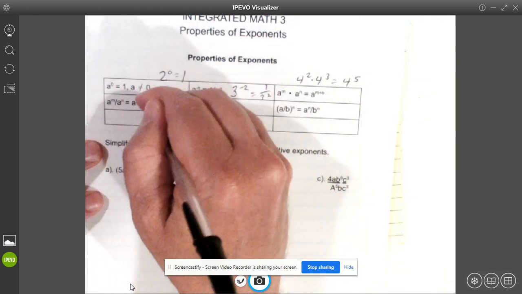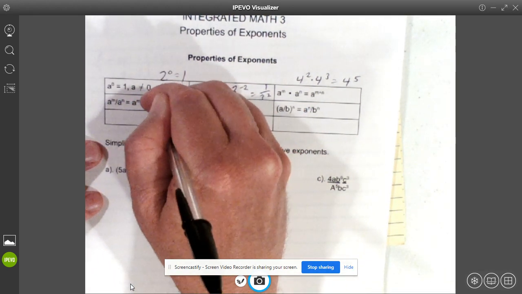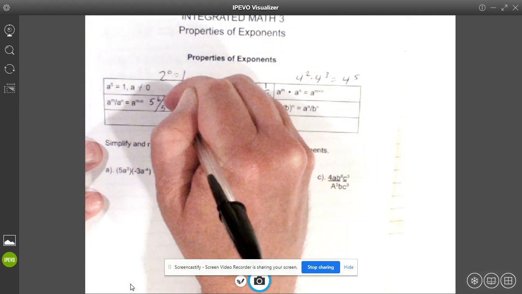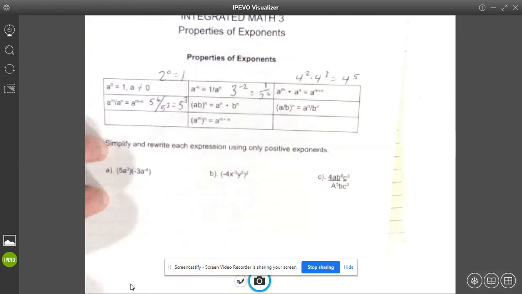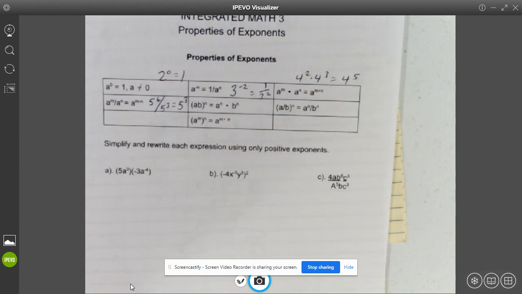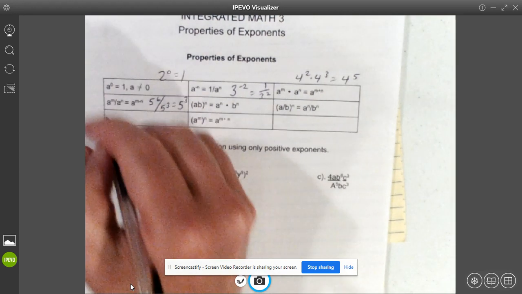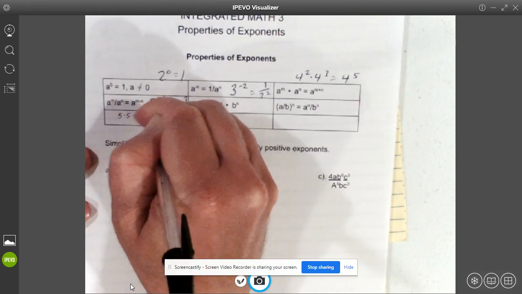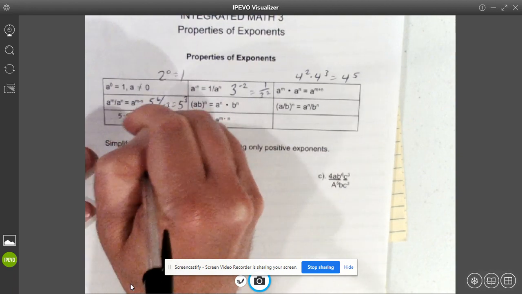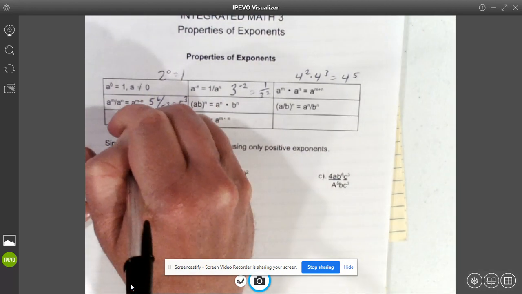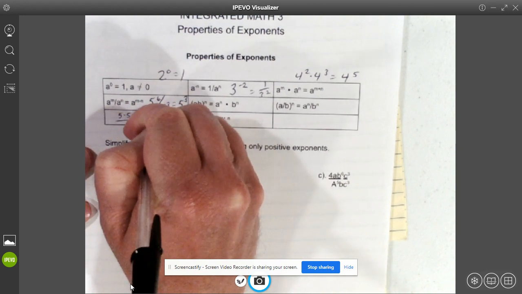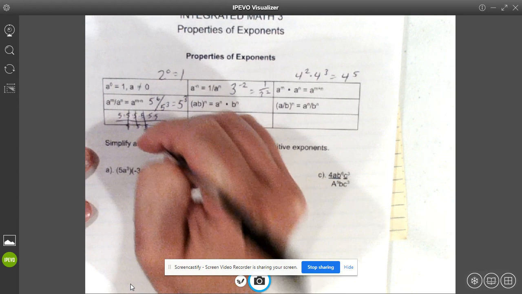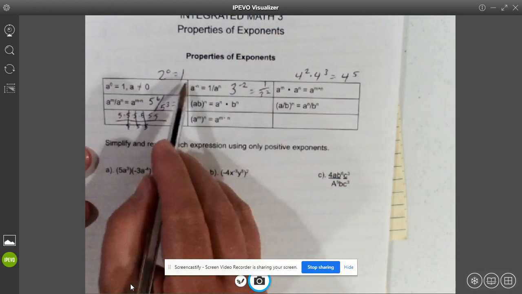But in this case, if I have 5 to the sixth divided by 5 to the third, I can subtract those two exponents, and that's just 5 to the third. And again, just by way of showing you here, 5 to the 6th would be 5 used as a factor 6 times, and then 5 to the third would be 5 used as a factor 3 times. And if we start canceling out those ones, what I have left is 5 to the third power.